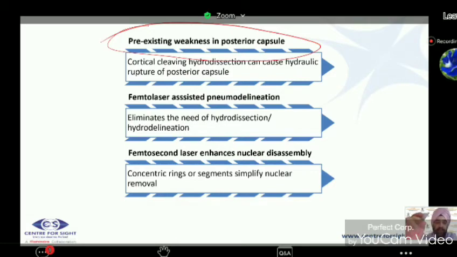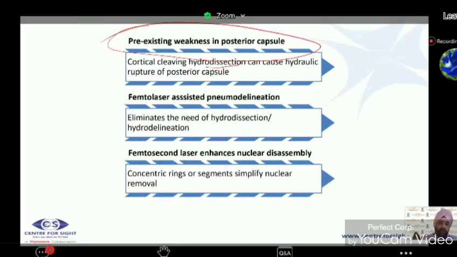Now, when you are doing a cortical cleaving hydrodissection, this can cause a hydraulic rupture of the posterior capsule. So the importance of a posterior polar cataract became more and more evident as phacoemulsification came, because once you have this, you could have a rupture of the posterior capsule, you can have a nucleus drop. Therefore, we have become more aware of it. Better techniques are now available, and therefore we want better outcomes.